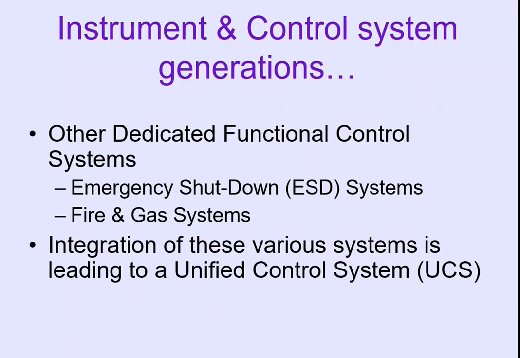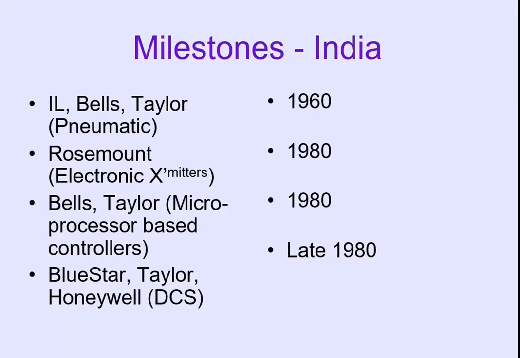Other dedicated function control systems were also designed. Emergency shutdown system was developed. Fire and gas systems were developed. Integration of these various systems led to the unified control system. We can say this is a milestone. When did these systems come to India?